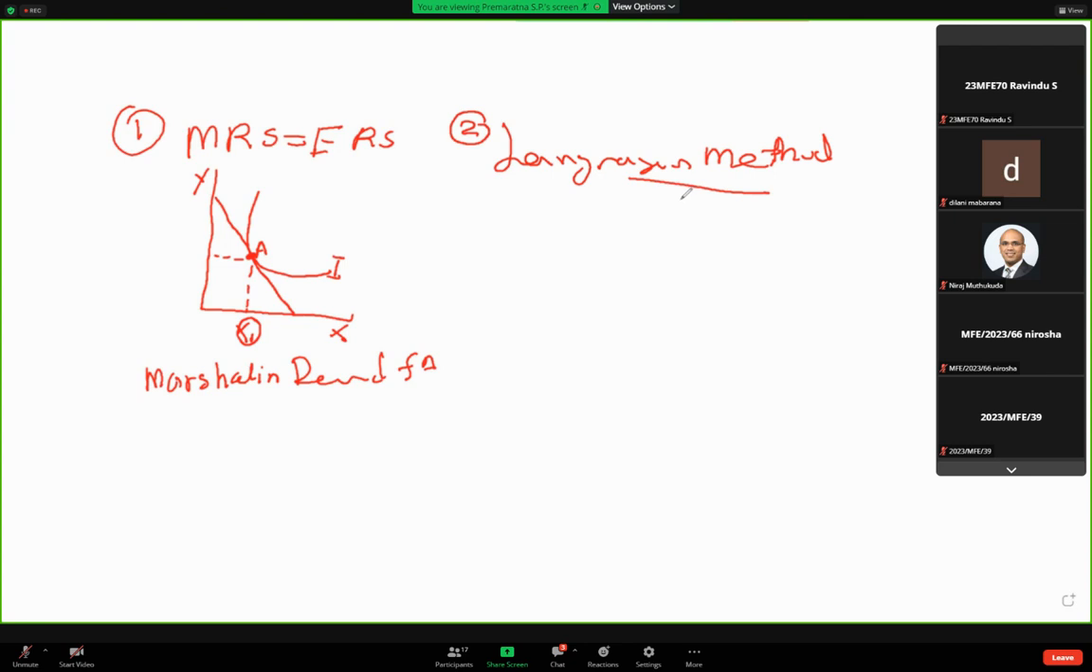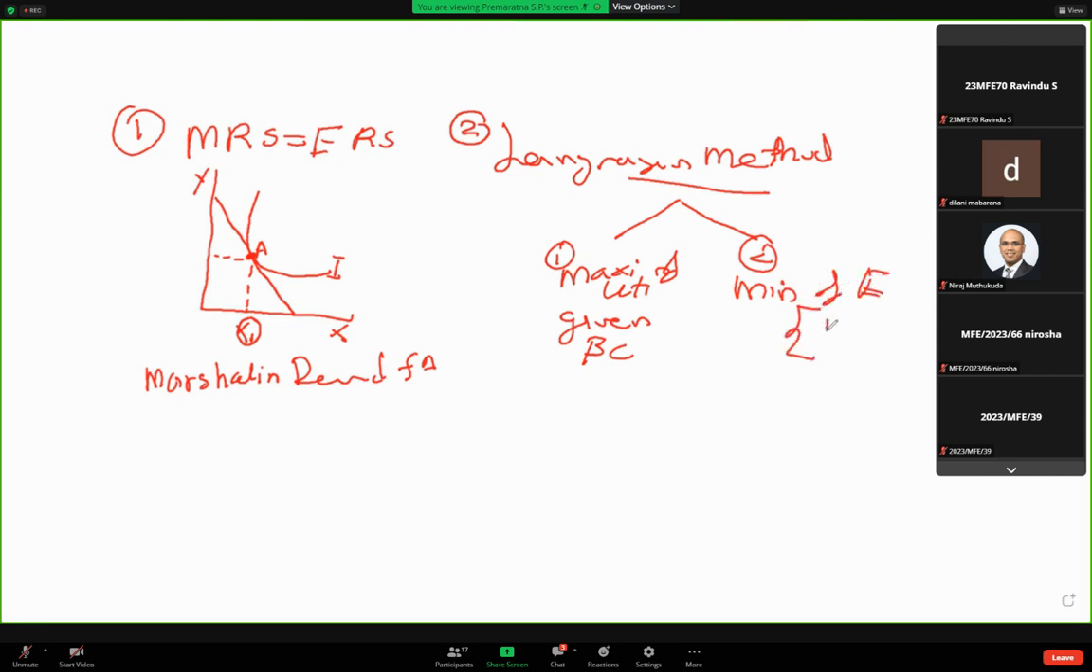The Lagrangian method, we can apply to both cases: the maximization of utility given a budget constraint, and also the minimization of expenditure subject to a given utility.